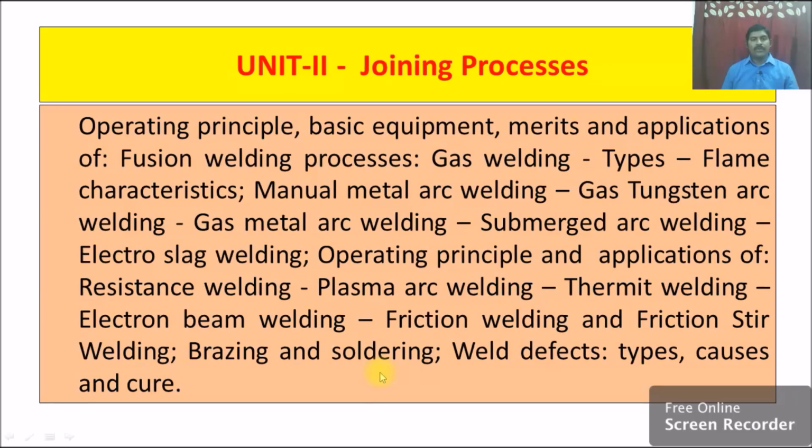Unit 2 consists entirely of welding processes. First is gas welding, types and flame characteristics, what flames are available in welding, and manual arc welding. Then gas tungsten arc welding, gas metal arc welding, submerged arc welding, electroslag welding and their operating principles, resistance welding, plasma arc welding, thermite welding, electron beam welding, friction welding and friction stir welding, brazing and soldering, and weld defects.